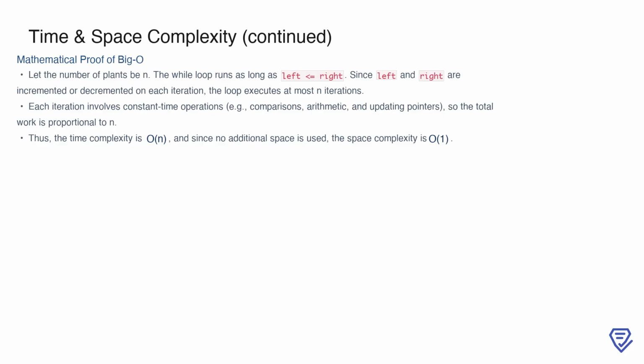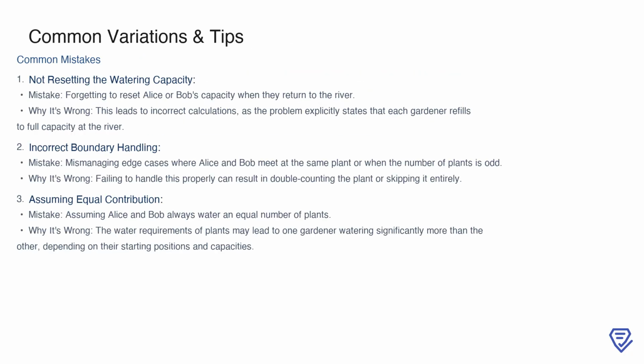These include comparisons, arithmetic operations, and pointer updates, all of which take O(1) time. Since the total amount of work done is directly proportional to the number of plants, the time complexity is O(n). Additionally, because the algorithm does not use any additional memory beyond a few fixed variables, the space complexity remains O(1). Together, these characteristics demonstrate that the solution is both time and space efficient, with linear time complexity and constant space complexity. When tackling this problem, there are a few common mistakes to be mindful of.